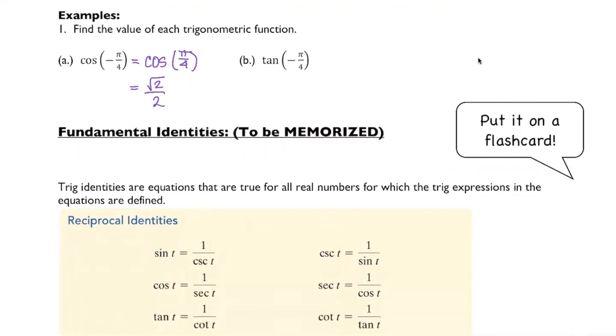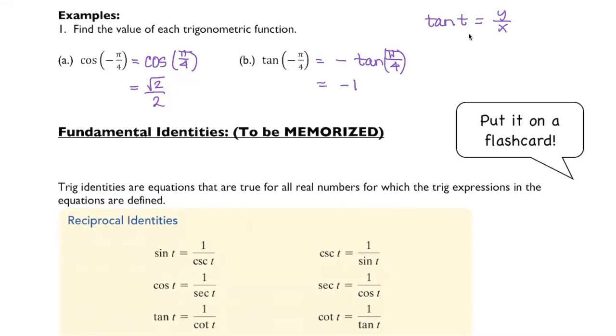Now, tangent is odd. So the tangent of negative pi fourths is going to be the opposite of the tangent of positive pi fourths. Now, you don't really need those parentheses there. You can leave those off if you want in either case. So the tangent of pi fourths, remember, tangent of t is equal to y over x. Well, at pi fourths, both x and y are square root of 2 over 2. So the tangent at pi fourths is 1, and the opposite of that is negative 1.